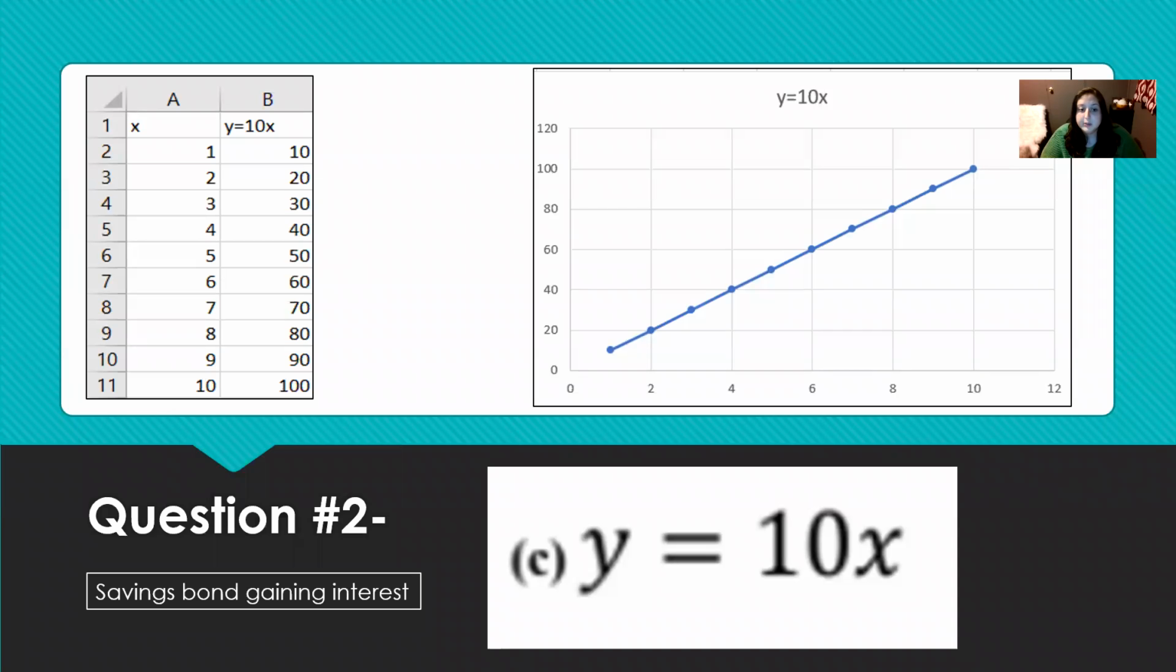So something we might be able to relate to for this problem is a savings bond. Well, the longer you leave it in the bank or the longer you go without cashing it, the more interest it gains. It's never going to lose interest and it's not going to be the same. So it will slowly gain interest and it will slowly get higher, just like this chart.